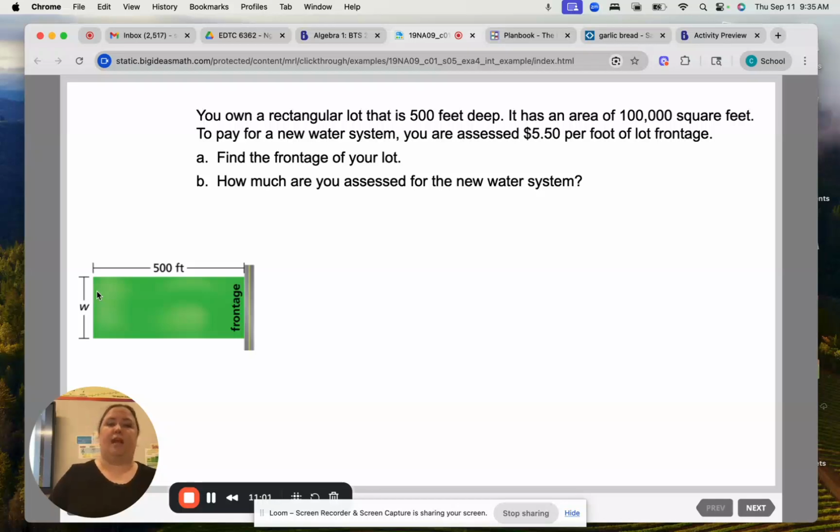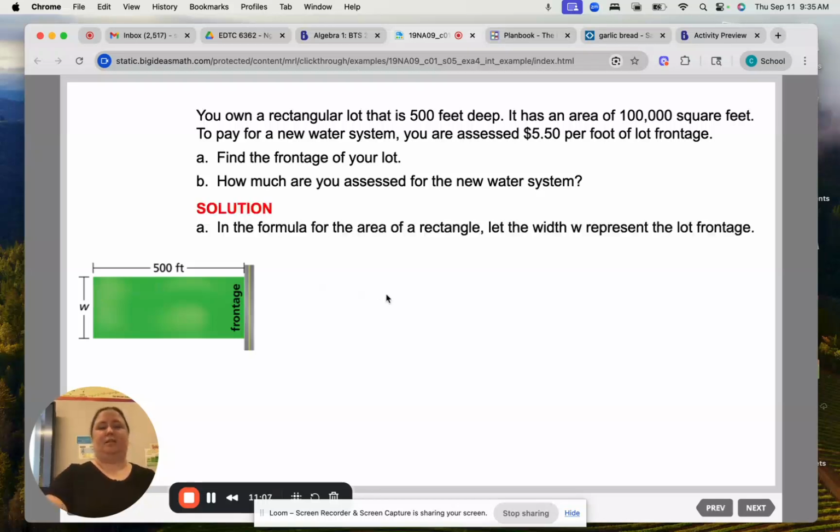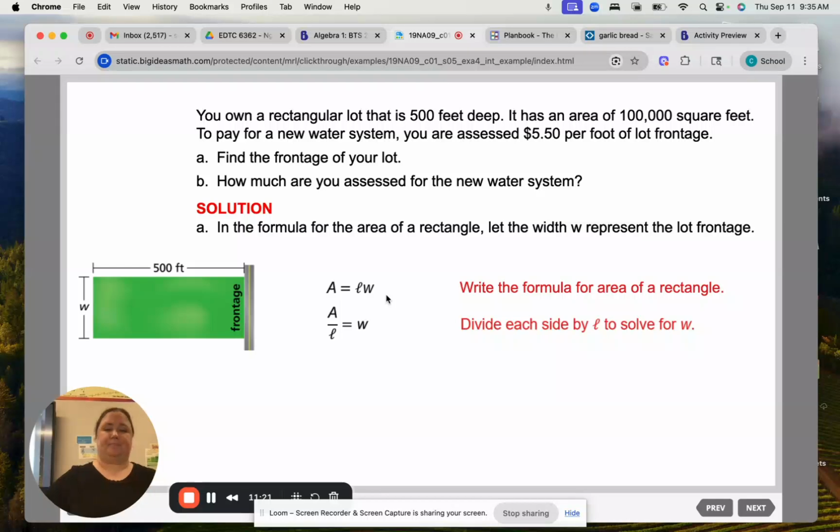A equals length times width. Very good. So we need to plug in what we know to solve what we don't know. Do we know the area? Yeah. So plug that in where the A is. And we know the length? 500. Plug that in. Oh, they solved the equation first to where it's by itself. You don't have to. You can just plug things in. It'll work either way. That looks like a T for T. It's an L.